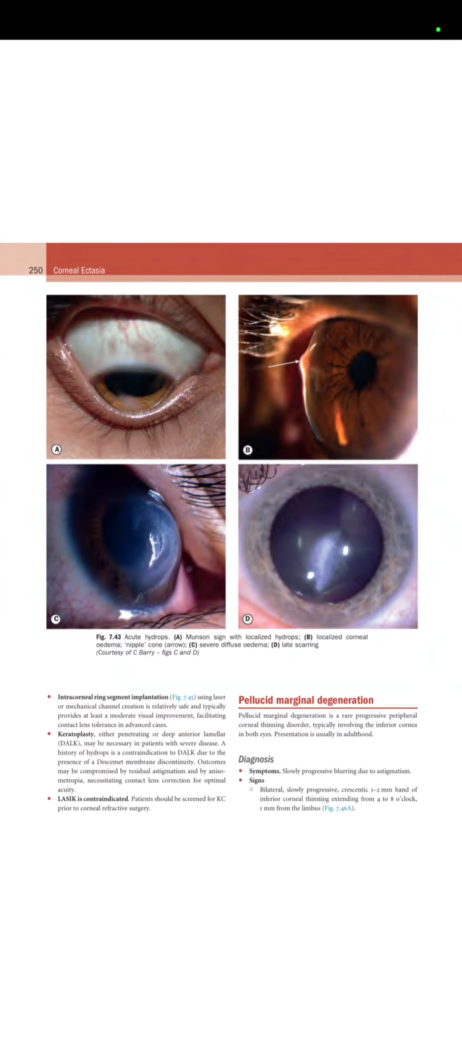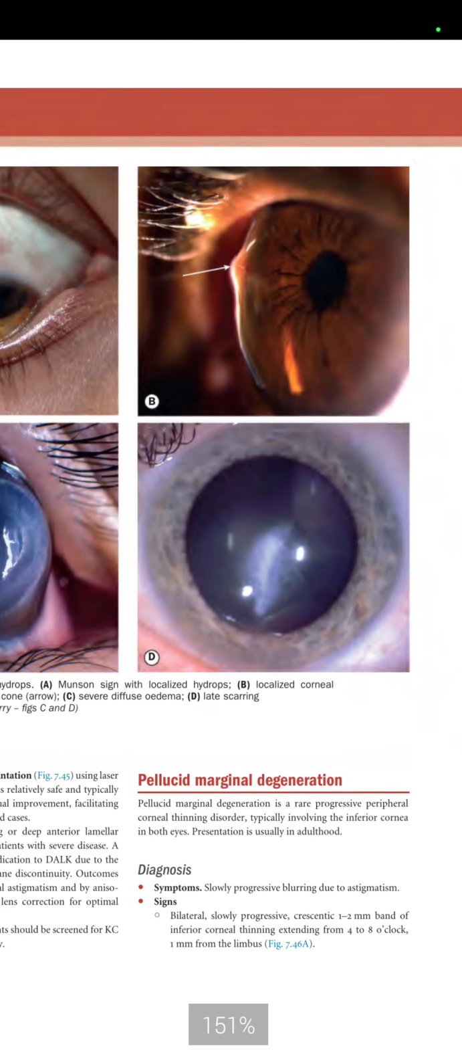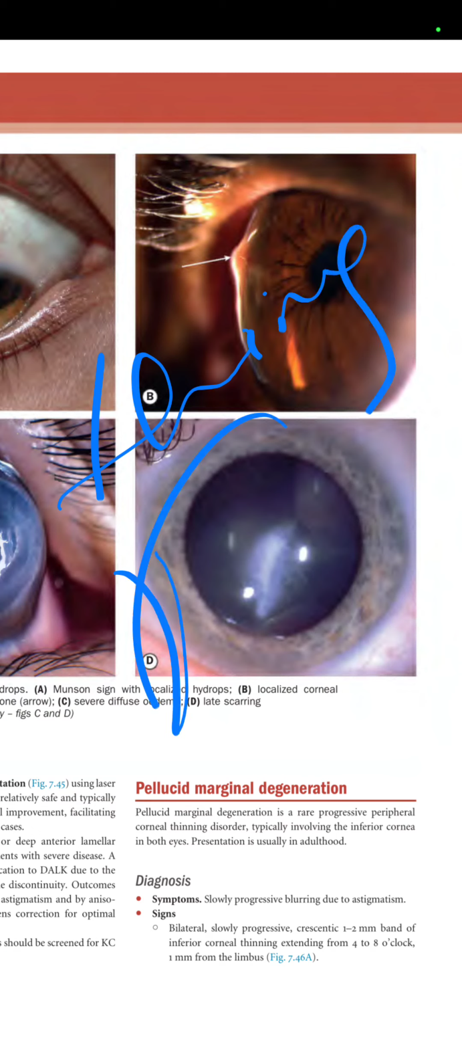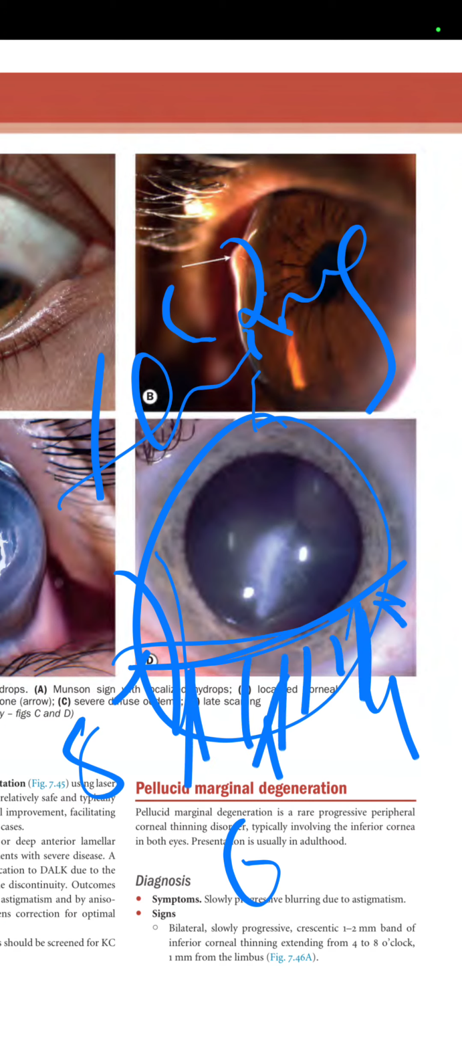Now next is pellucid marginal degeneration. So basically it is also a thinning of the cornea, but in this case we have thinning in the inferior side of the cornea. Like if a cornea is divided in a clockwise pattern from 12 o'clock to 6 o'clock, then you can say that from 4 o'clock to 8 o'clock the cornea is somehow thinned out.